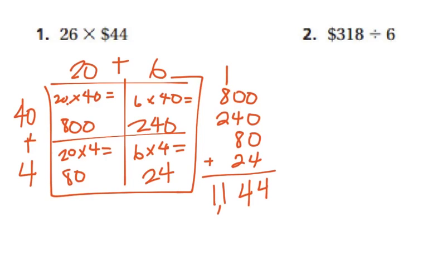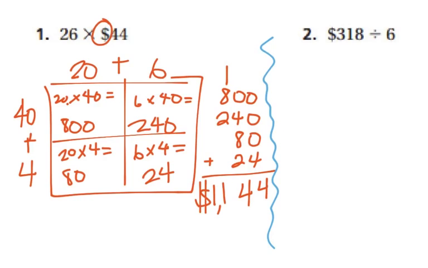1,144. But don't forget, I was multiplying money, so I just add my dollar sign. So $1,144. Okay? Press pause on the video if you need to catch up with what I did.